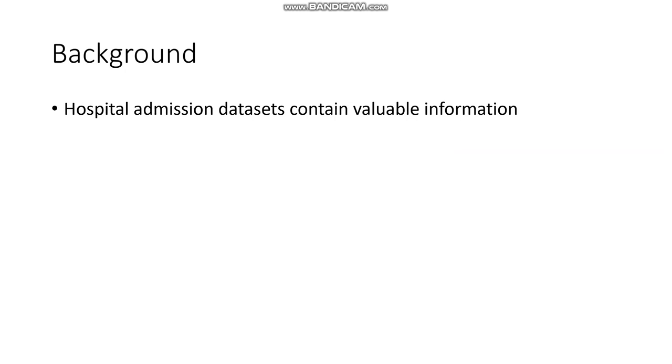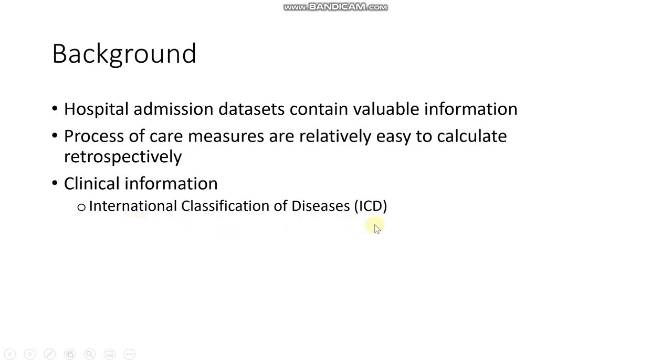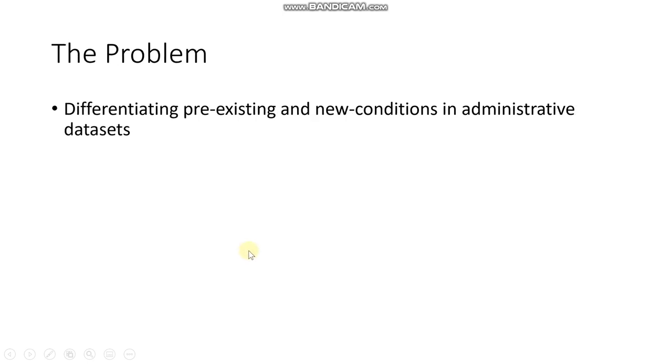Hospital admission datasets contain valuable information, including administrative, demographic, and clinical data. Important process of care measures such as length of stay, readmission rates, and critical care utilisation are relatively easily extractable from these datasets. They also contain valuable information about diagnosis codes as per the International Classification of Diseases.